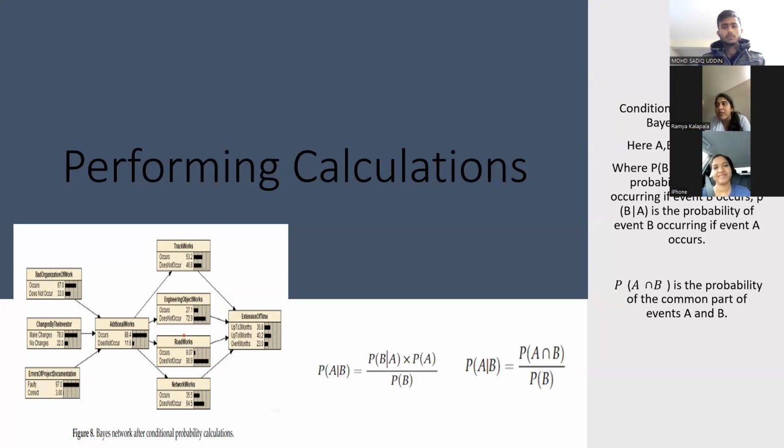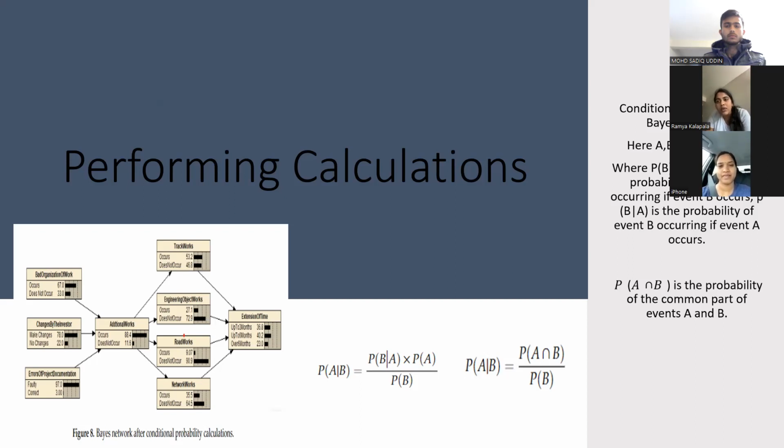Where A, B are the events, and where P of B is greater than 0, P of A given B is the probability of event A occurring if event B occurs, and P of B given A is the probability of event B occurring if event A occurs, and P of A intersection B is the probability that is the common part of the events A and B. And the calculation results are the function networks that were used for future stages of evaluation of the risk assessment.